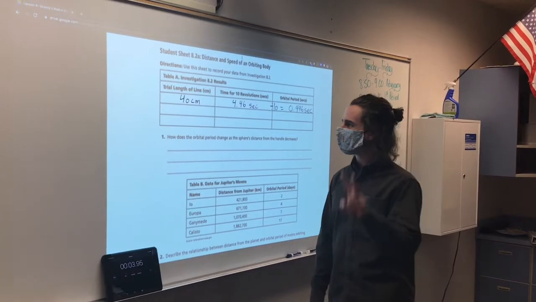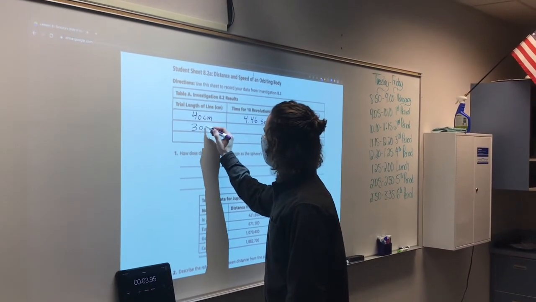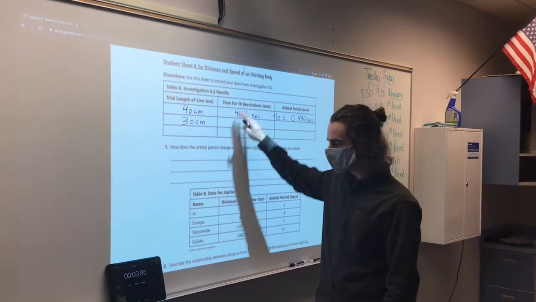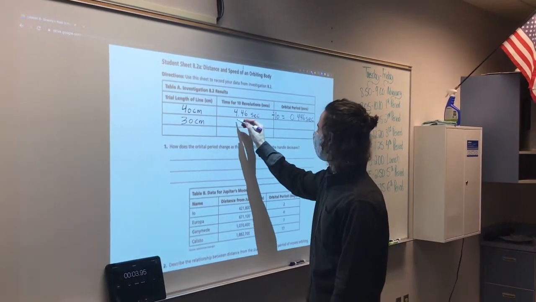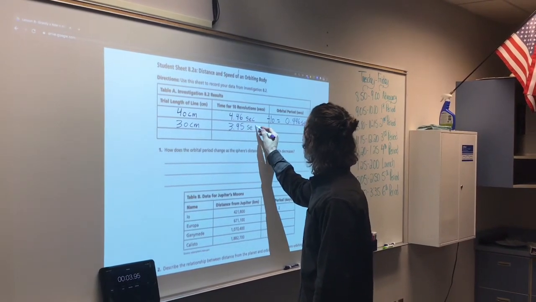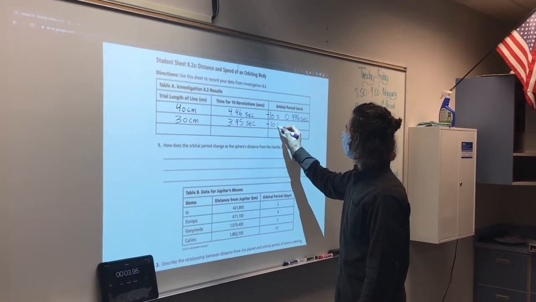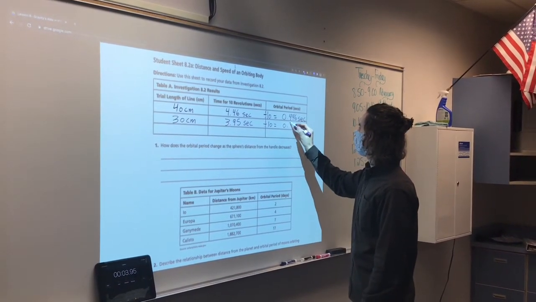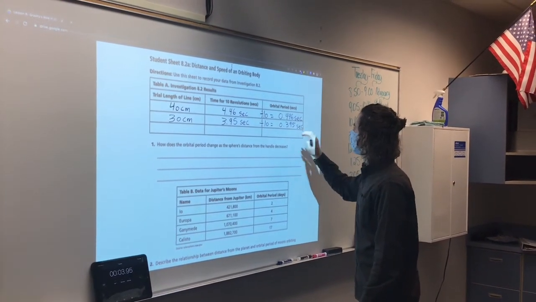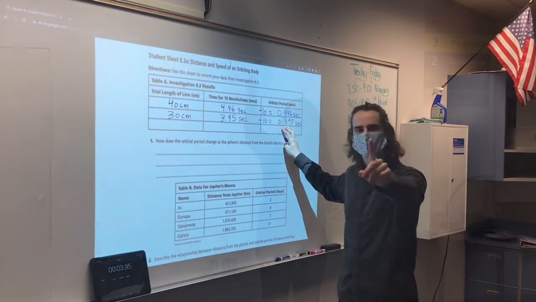All right, on trial 2, Ms. Thompson had a length of 30 centimeters, and the time it took for 10 revolutions is 3.95 seconds. And we're going to divide that by 10, and we get an answer of 0.395 seconds. So that's the length of time it took for one orbital period.